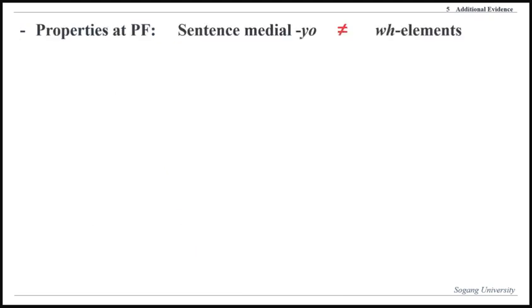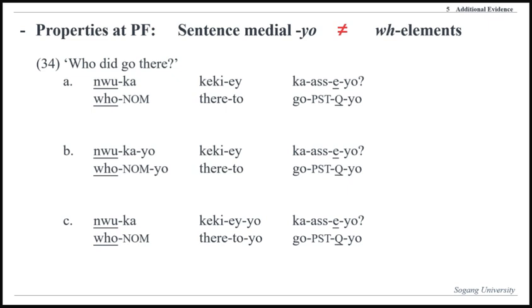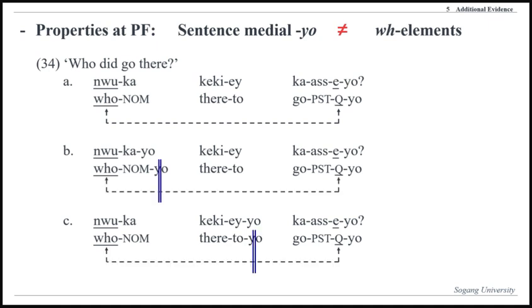Based on this, now consider the examples in 34 repeated from 32 with two other additions. In 34A, there's no sentence medial yo, and thus there's no prosodic boundary between the WH element and the Q marker. However, in 34B and C, there is sentence medial yo, and it means that there's a strong prosodic boundary which blocks the agreement between the WH element and the Q marker. Then, the failure of the agreement makes the sentence degraded.